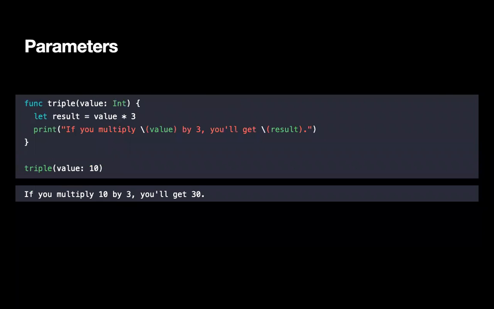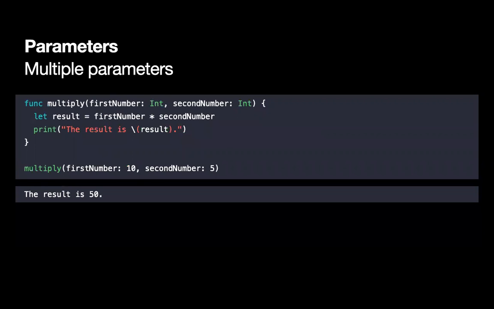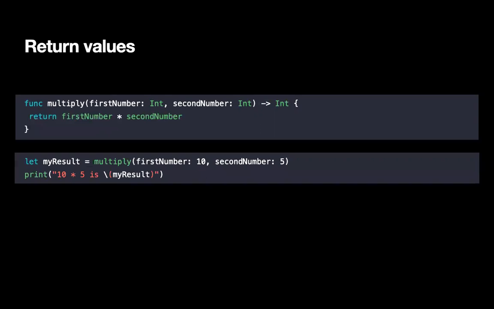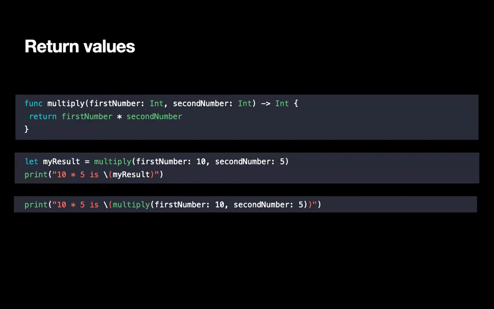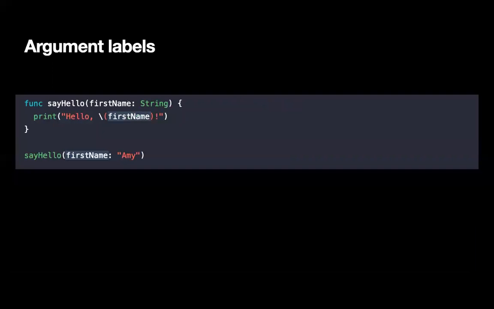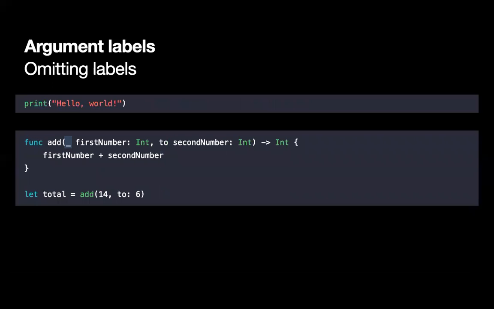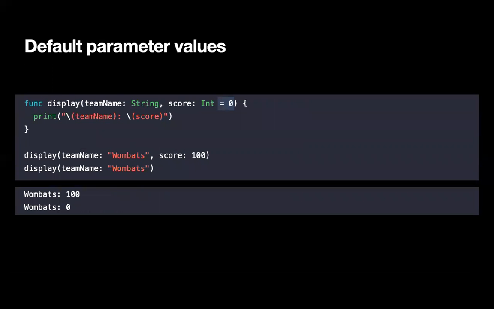Then how to pass the parameters to the function, then how to pass multiple parameters to the function, what is the return value, and how we can define that inside the function with the return keyword, then what are the argument labels and how to use them inside the function definition, how to omit the labels, and finally we have studied how to provide the default parameter values to the function.